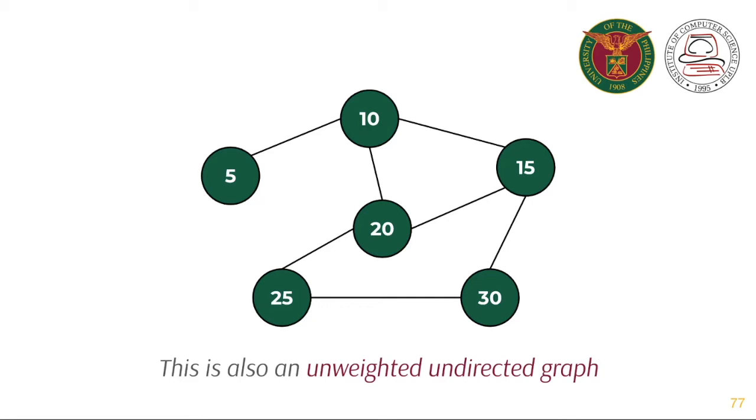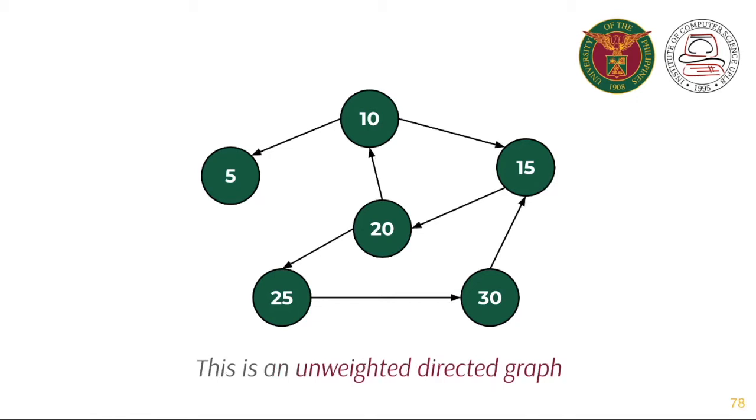A graph is undirected when the vertices can be traversed in any direction. For example, I can go from 10 to 15 and then from 15 to 10. This is an example of an unweighted directed graph. Here, I can go from 10 to 15 but not from 15 to 10.